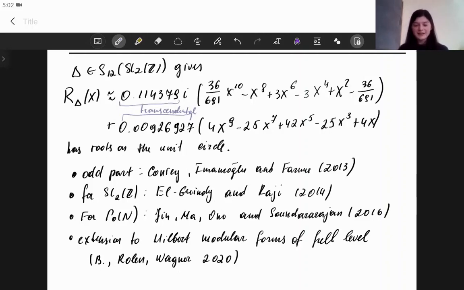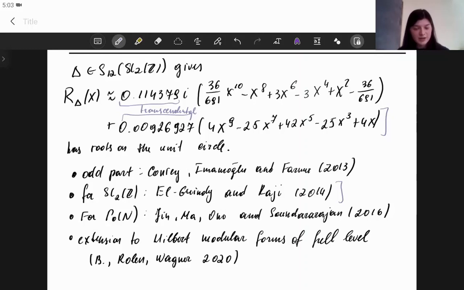That's pretty cool. The other one is, if we look at this polynomial, we'll notice that its roots lie on the unit circle. And that's a more widespread phenomenon. Conrey, Farmer, and El-Guindy proved in 2013 that if you just take the odd part of period polynomials, their roots lie on the unit circle. Actually, that doesn't hold for the even part. The even part doesn't necessarily have roots on the unit circle. However, if you take both the odd and the even and you get the full polynomial, it does hold true when gamma is equal to SL_2(Z). The roots are on the unit circle.